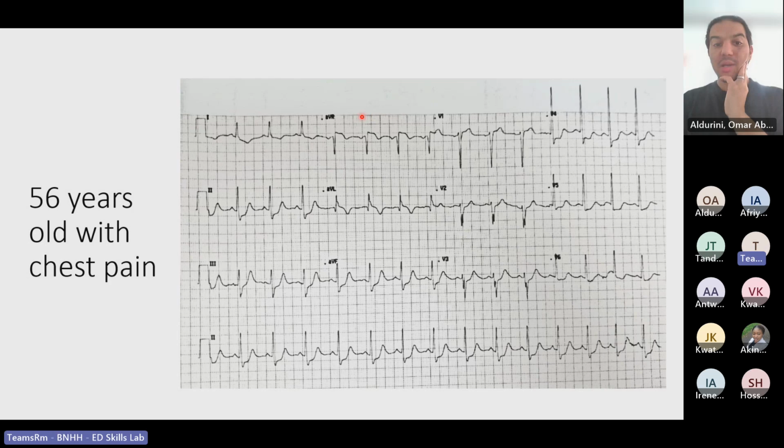So we have a T wave inversion. For conclusion, we have a T wave inversion in lead 1 and aVL. We have ST segment depression in the inferior and part of the anterior and lateral wall as well. And we have ST segment elevation in aVR. Okay, in a patient that is a 56-year-old with significant chest pain and nausea and vomiting.